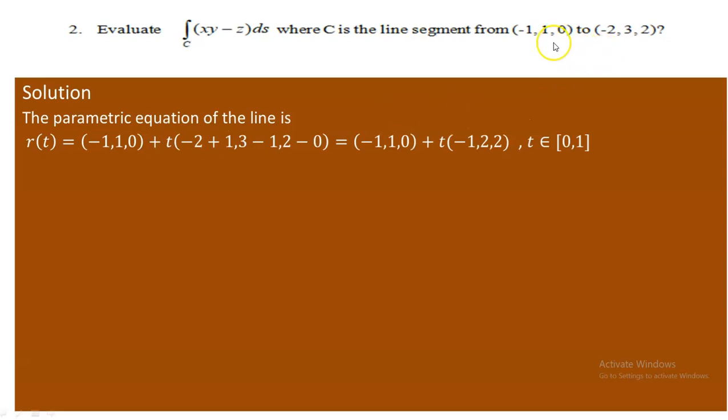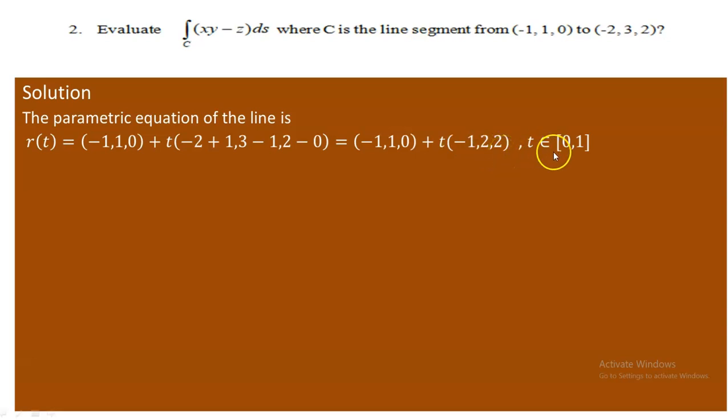Now deduct this one from this, minus 2 minus minus 1, which actually is minus 1, right? Minus 1. And 3 minus 1, which actually is 2. And 2 minus 0 is 2. So the initial point minus 1, 1, 0 plus t times minus 1, 2, 2 can be taken.